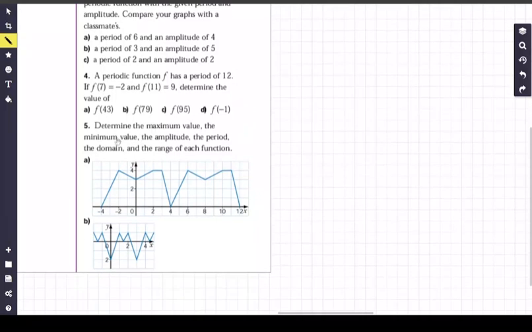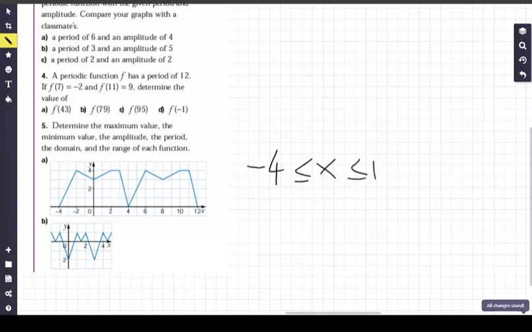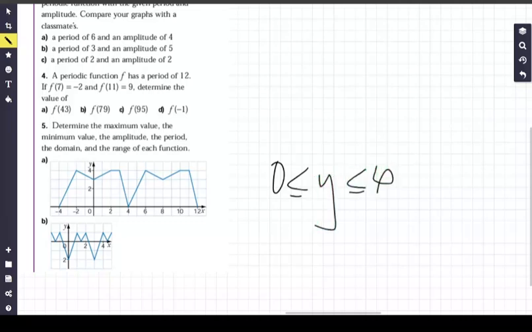And then, determine the maximum value, which is 4. Minimum value, which is 0. Period is 12. And then the domain: x is a real number. Oh wait, no. So -4 is less than or equal to x, which is less than or equal to 12, and x is a real number. And then for the range, 0 is less than or equal to y, which is less than or equal to 4. Y is a real number.